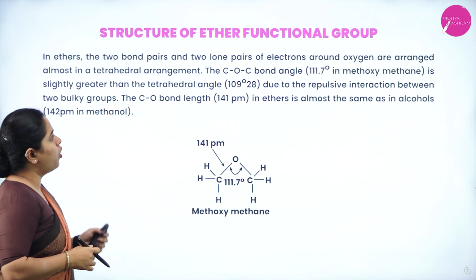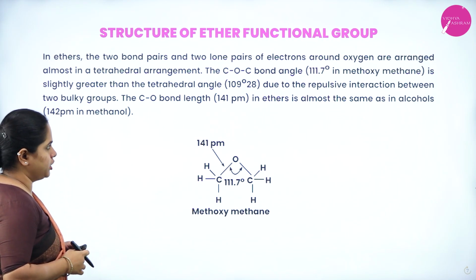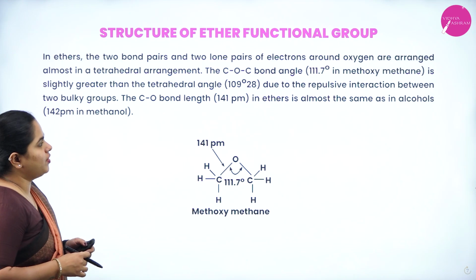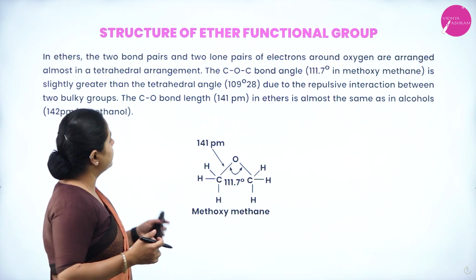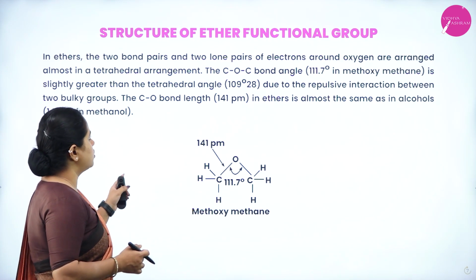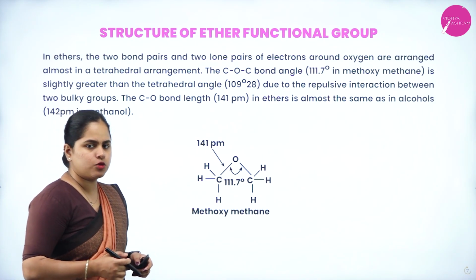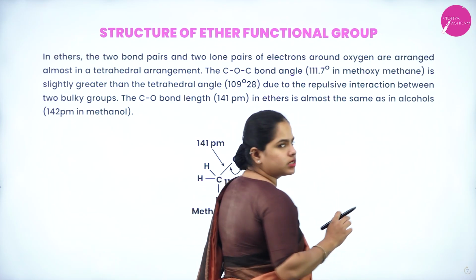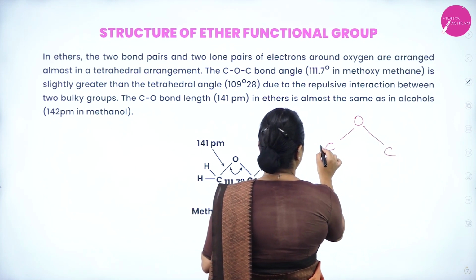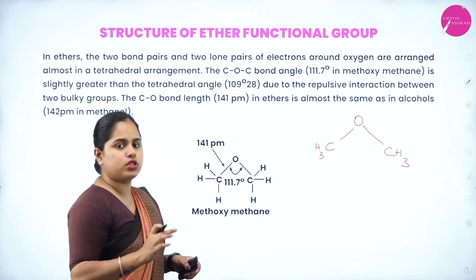So in ethers, the 2 bond pairs and 2 lone pairs of electrons around oxygen are arranged almost in a tetrahedral arrangement. The carbon-oxygen-carbon bond angle is 111.7 degree in methoxymethane, slightly greater than the tetrahedral angle due to the repulsive interaction between the 2 bulky groups. So the carbon-oxygen bond length in ethers is almost the same as that in alcohols. So what does this mean? Generally, we are taking methoxymethane here. So that means oxygen is there and you have carbon here, another carbon here, and CH3 is here, CH3 is there. Methoxymethane we are taking. Okay, on both sides you have methyl group.